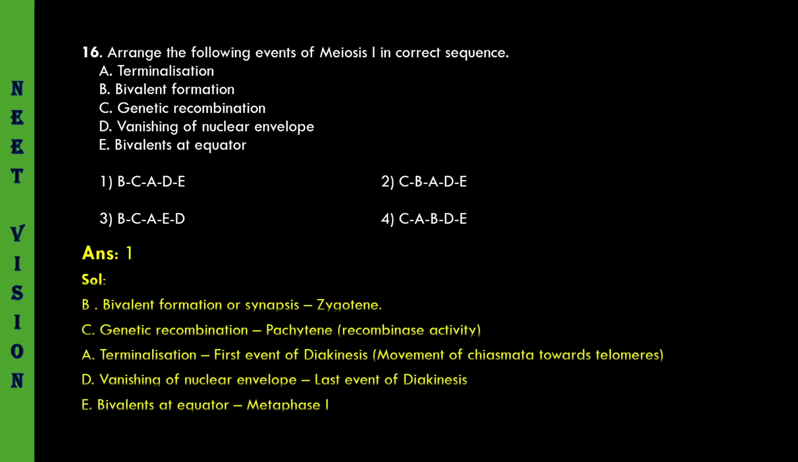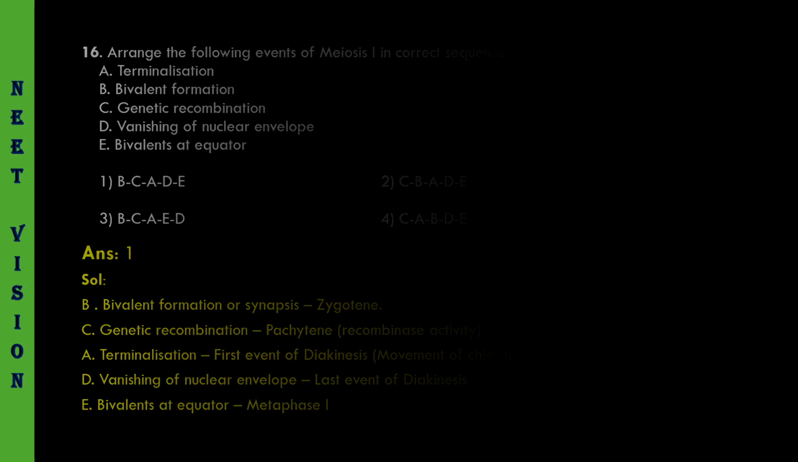Coming to the explanation. Bivalent formation or synapsis occurs in zygotene. Genetic recombination occurs in pachytene, with recombinase activity. Terminalization is the first event of diakinesis, the movement of chiasmata towards the telomeres. Vanishing of the nuclear envelope is the last event of diakinesis. Bivalents at the equator is in metaphase 1. Coming to the next one.